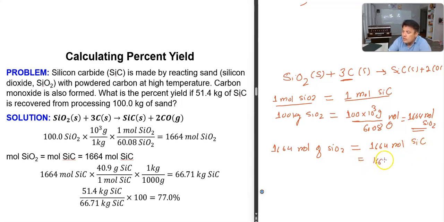So 1664 mole times silicon carbide molecular mass is how much? Let's see, 40.9 gram per mole. Okay, so that is equal to 40.9 times 1664 gram, and convert that into the kilogram, because kilogram is recovered, right? So 40.9 times 1664 divided by 1000, right? Because you divide by 1000 to convert gram to kg. That is equal to about 66.71 kg.